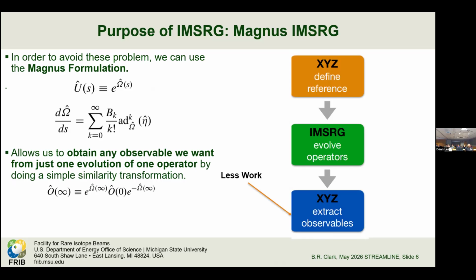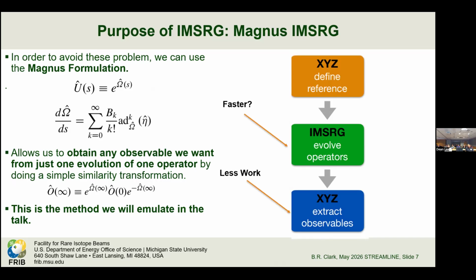And this is really nice because since you know the form of your unitary transformation, you can just save it and you can apply it to any other operator that you want. So you only have to solve this differential equation one time and then save your answer, and then you're good. So it makes this part in your workflow less work. So this is the version of IMSRG that we're going to focus on emulating in this talk.